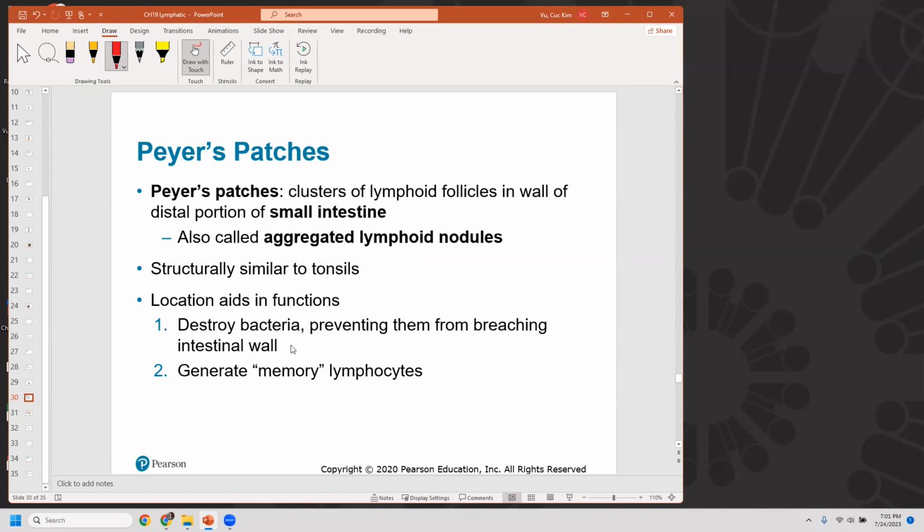But the Peyer's patches are essentially stationary lymphoid nodules. In other words, they're stationary white blood cells that just stay there and destroy the bacteria that is able to move its way down your digestive tract and penetrate into your intestinal wall. Not only does it move through your digestive tract, but it actually penetrates into your intestinal wall, because there's a lot of bacteria that can do that and will do that. So you've got these Peyer's patches there to protect you from that. Not only do they destroy the bacteria, but they also function in producing memory lymphocytes.